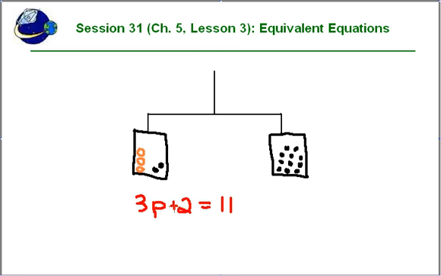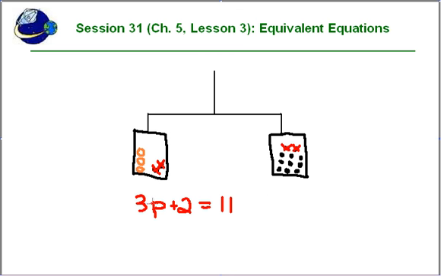So how do we undo addition? What is the inverse of addition? The inverse of addition is subtraction. So to undo this addition of 2, we need to subtract 2. I'm going to cross out these 2 1-pound weights. If I cross out those 2 1-pound weights on the left-hand side, what do I have to do on the right-hand side to keep these 2 sides in balance with each other? If I subtract 2 on the left, I also have to come over here and subtract 2 on the right.